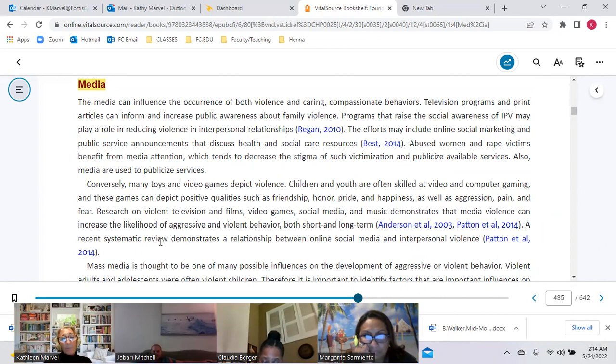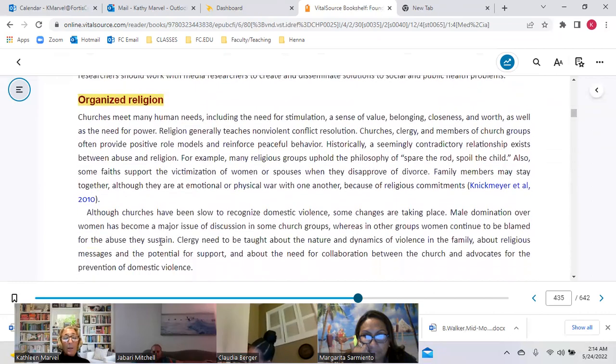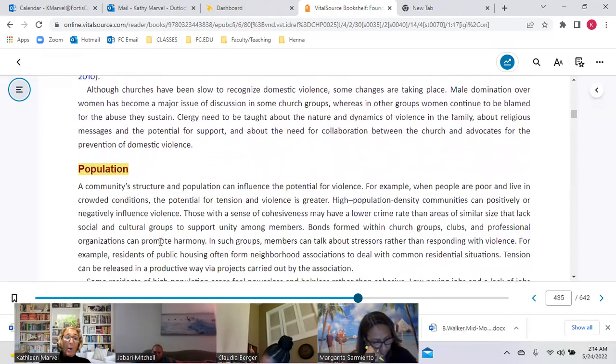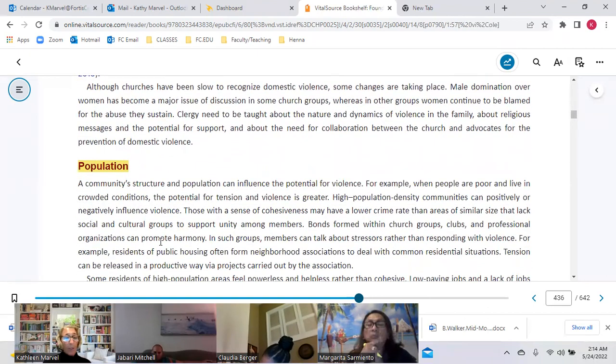Media plays a very important role in the way we perceive violence. Like I said, video games, television shows, music, lyrics, all play an important part. And then religion. We've seen the violence against religious places of practice. And then your population in general, whatever the community's makeup is.